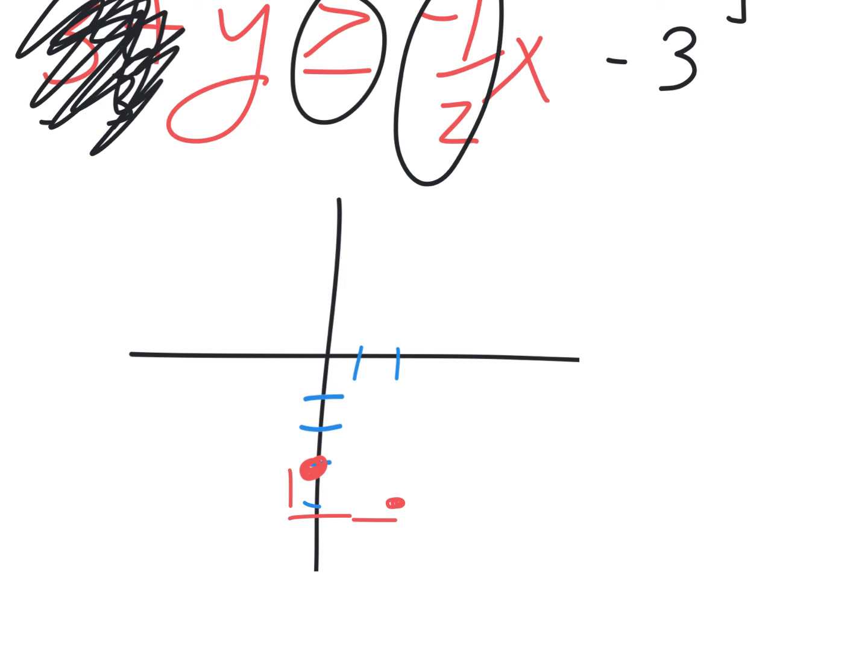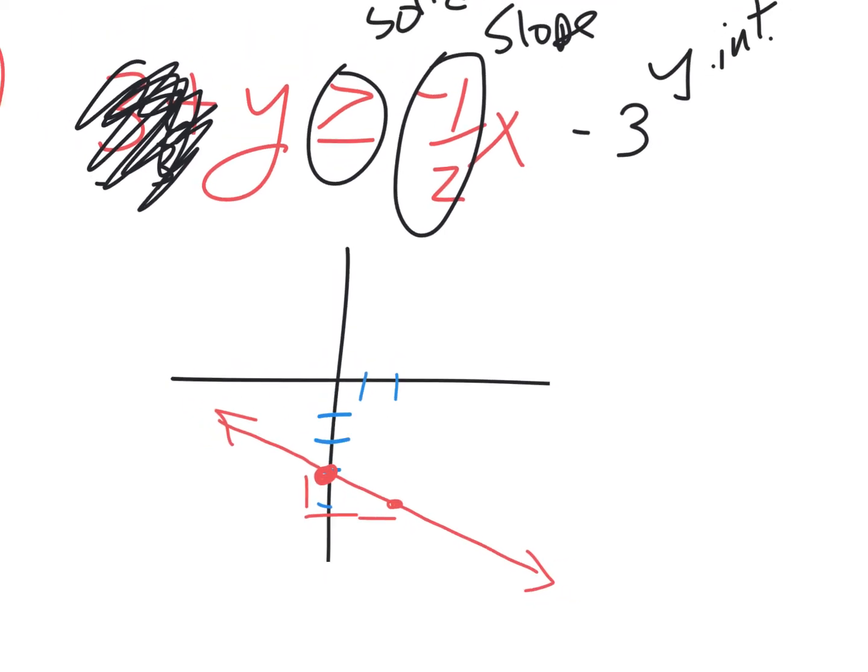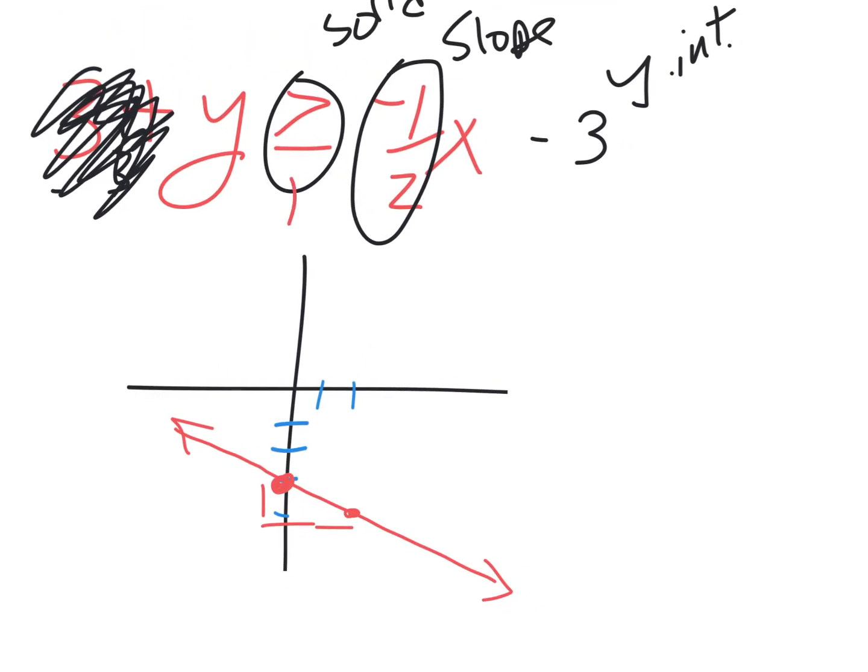And I really only have to do that once. Then I got my line. Why did I make it solid? Because it said or equal to. Now, which way should I shade? Above or below it? It said greater than, and that means above. That's all there is to it. You guys get it? Cool. Easy day. Okay.